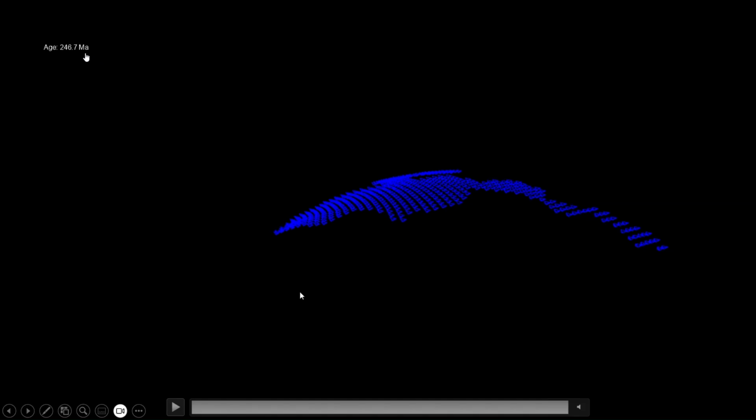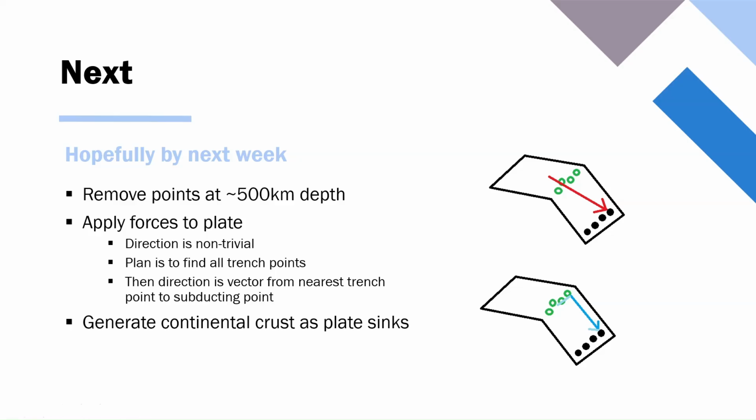And if we look, this took about 246 million years, which is what you would expect with a plate that had crust that was from 0 to 246 million years old. And there we are. Moving on. What's next? Because that's as far as we got.